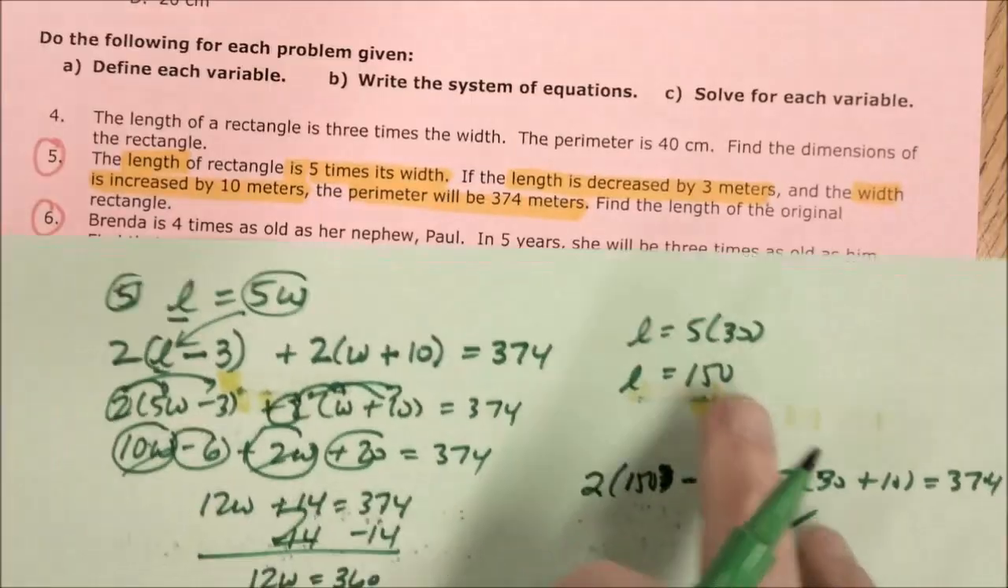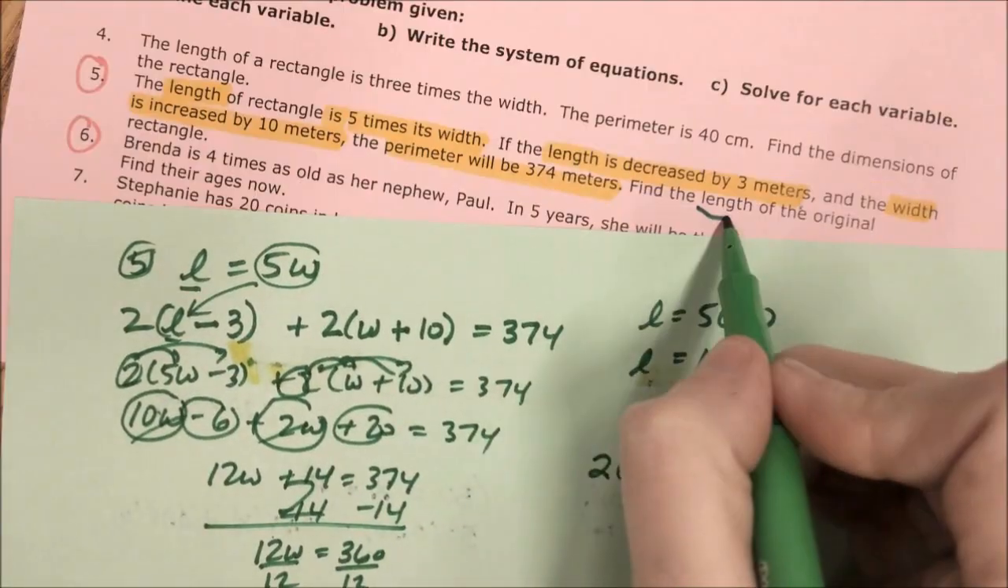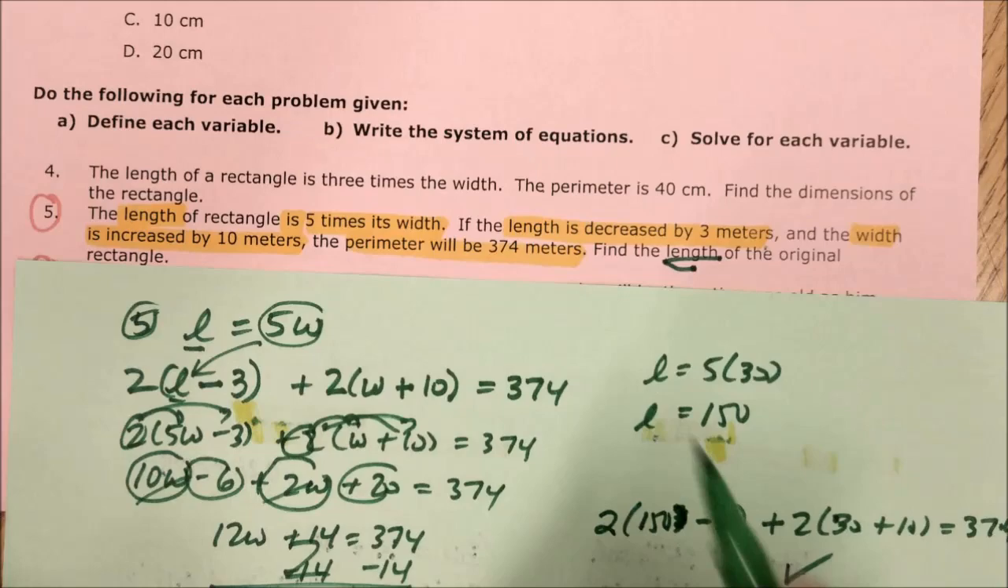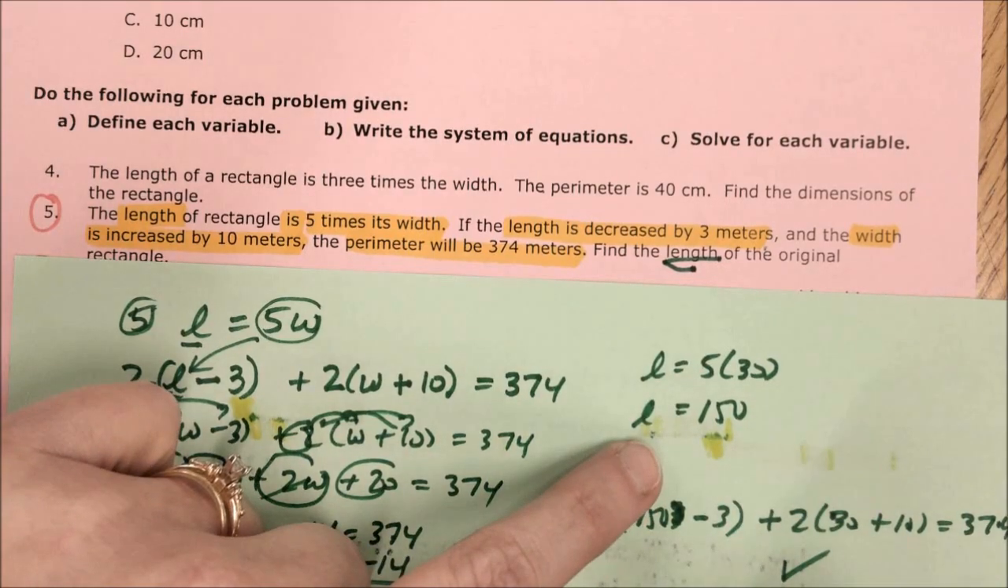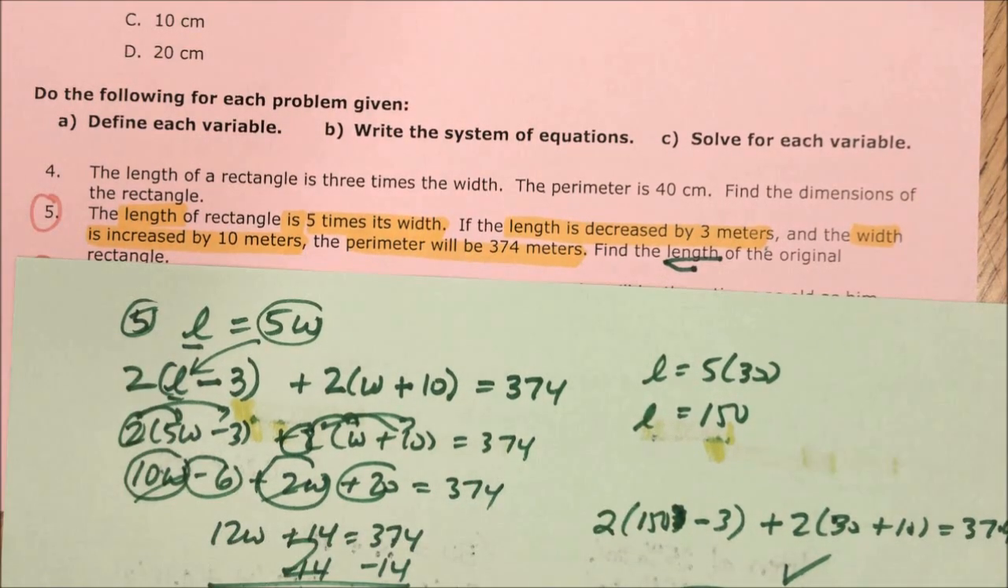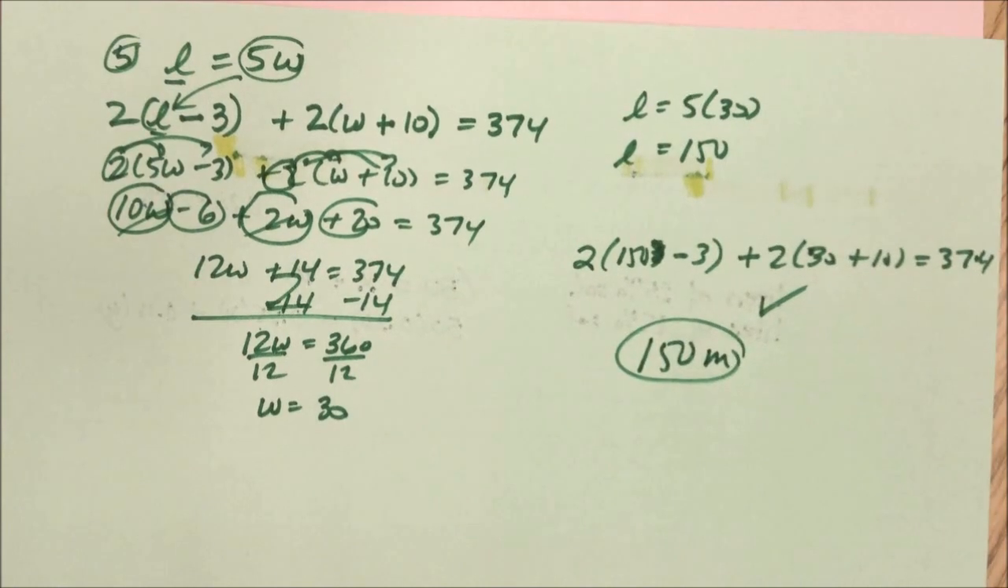The question is, find the length of the original rectangle. Well, the length of the original rectangle is 150 meters. Now look, I'm going to be honest with y'all. I think it's 150. The answer key says it's 145.